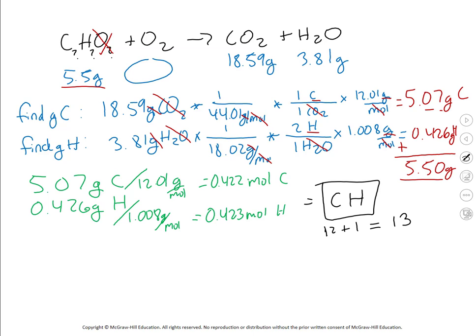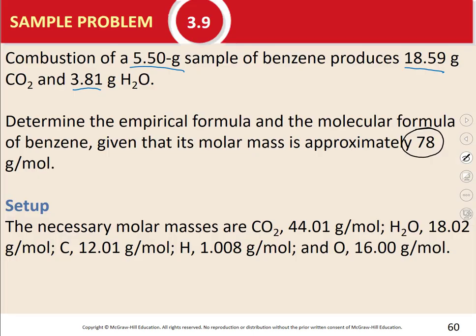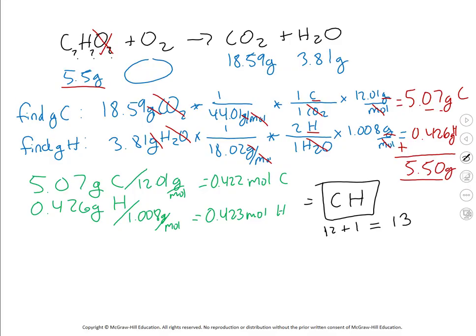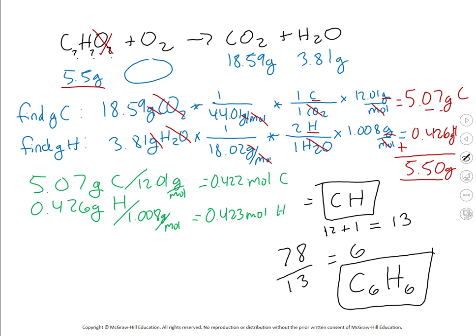13. So if our molar mass is 78, 13 goes into 78 how many times? 6, which means that what is my molecular formula? C6H6. And there's the molecular formula. Empirical formula, molecular formula. And that is probably the longest problem from chapter 3.